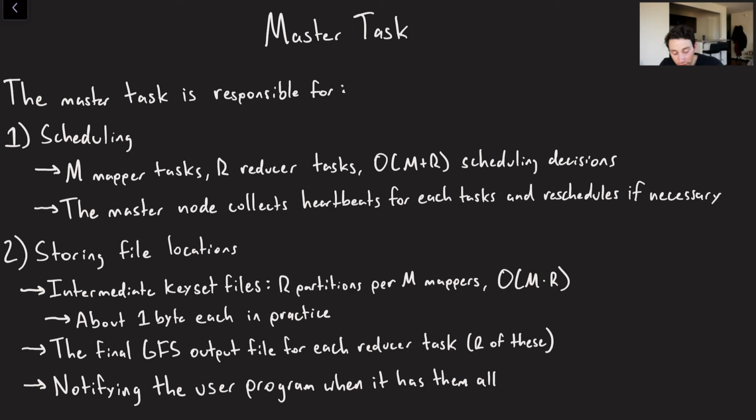So what is the master task actually going to be doing? Well, for one, it is going to be scheduling all of the map tasks and all of the reduce tasks. Since it has to schedule a map task for every M of them and a reduce task for every R of them, and potentially reschedule some that fail, it's going to be scheduling O of M plus R tasks. Additionally, in order to tell if things are working as expected or if a certain task is down, the master node will heartbeat all of the worker nodes that are running a mapper or reducer task and then restart them accordingly. Cool. Another thing that it's responsible for is storing file locations.